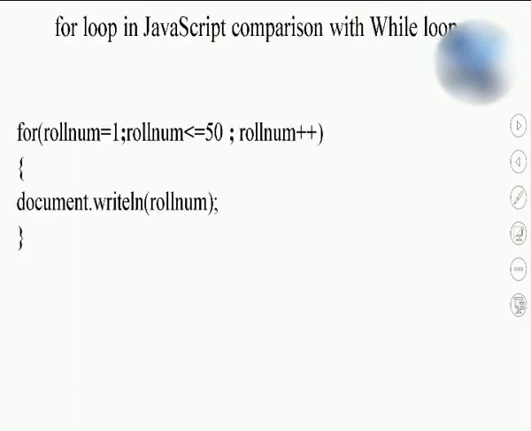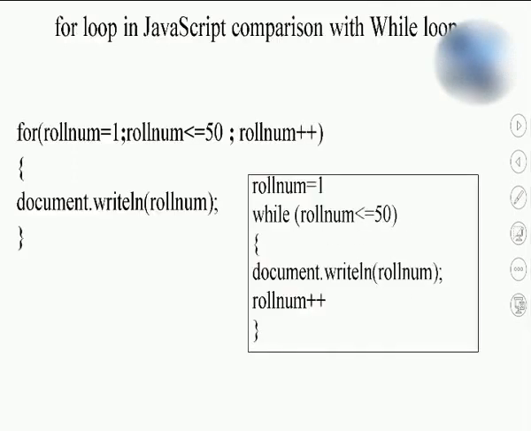Let us compare the for loop with the while loop. We have the while loop also in our syllabus. Just now we have learned the for loop. So in the for loop, this is initialization. In the while, this is initialization. In the while loop, initialization is given prior to the while loop. Same, if the condition is true, then only the for loop gets executed. Similarly, in the while loop also, if the condition is true, then it executes.